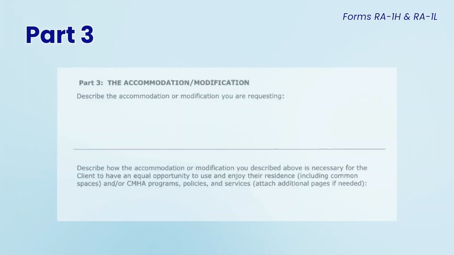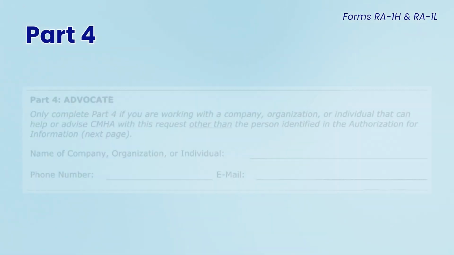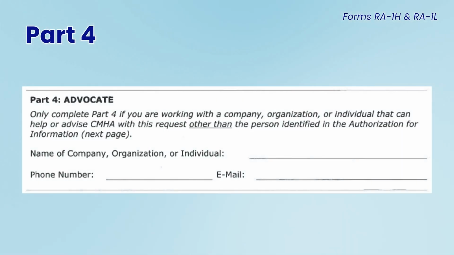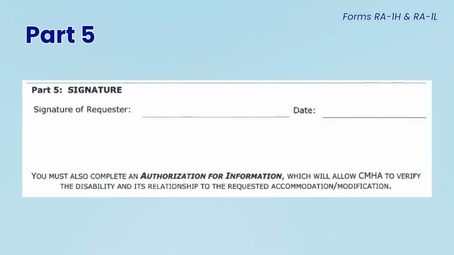Part 3 is where you describe the accommodation you are requesting and explain why it is necessary. Be as detailed as possible. Part 4 is optional. Complete this section only if you are working with an advocate who can assist CMHA with the request. Finally, Part 5 is where the requester signs and dates the form.